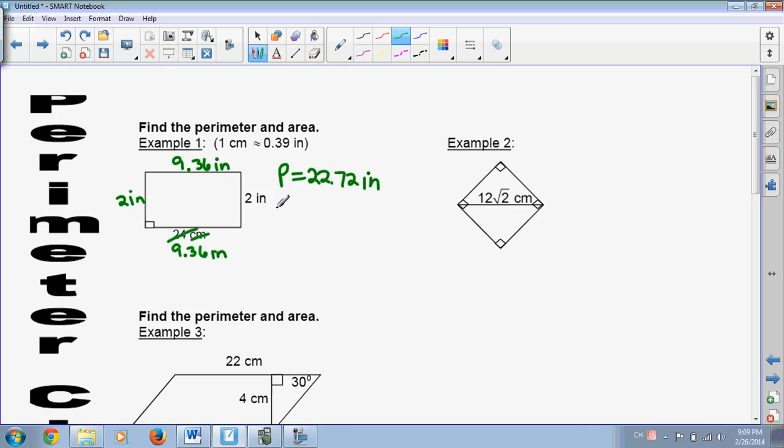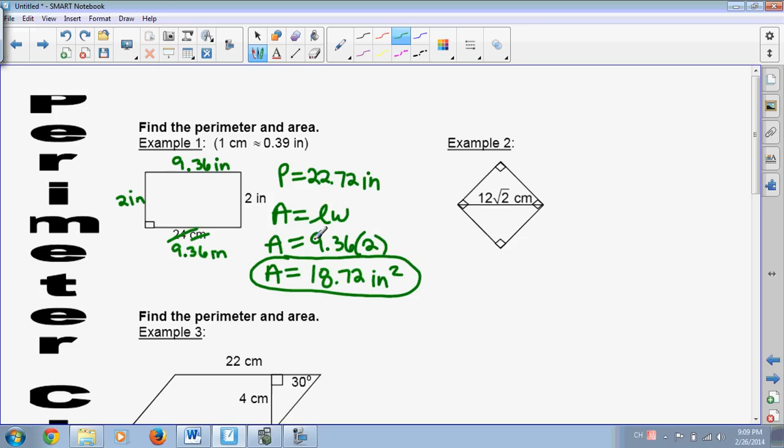Okay, but it also wants us to find the area, which is just length times width. So obviously that's super easy. The length is 9.36. The width is 2. And 9.36 times 2, if I just double that, basically is 18.72 inches squared. Remember, anything that's area will be squared. So we're going to go ahead and get used to putting our units on all of our answers. In this case, it was inches for perimeter and inches squared for area.